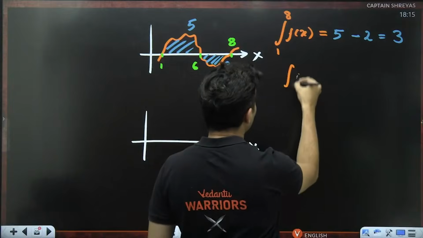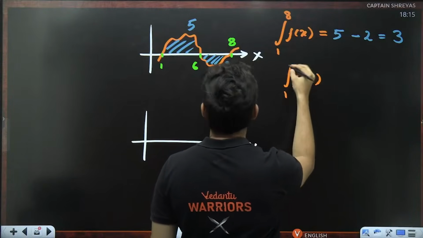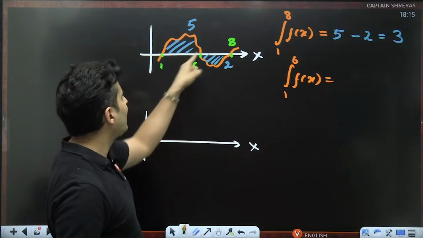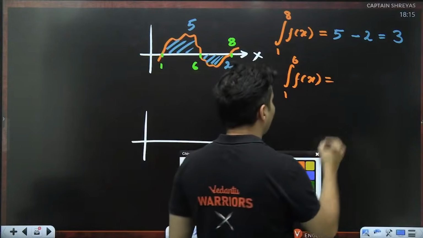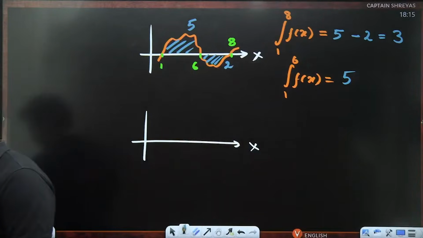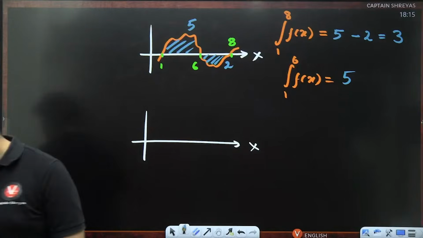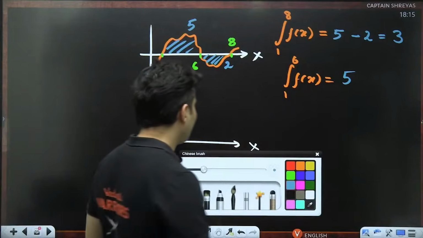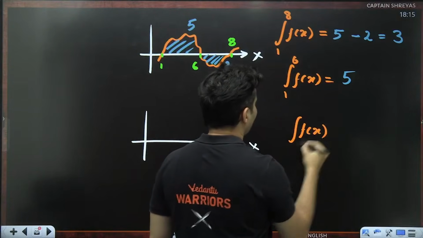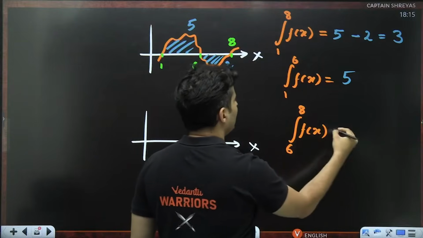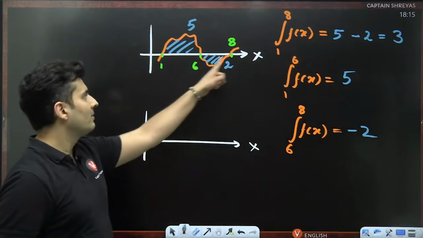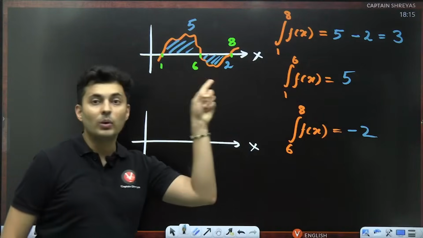Similarly, my dear students, integration of f of x from 1 to 6, just look at it, basically the area under this part, the answer to that is just the pure number 5. Is that clear? Yep, very good. Similarly, if I ask you, what is the area under that graph from 6 to 8, then the answer will be -2, because from here to here, I'm going below.